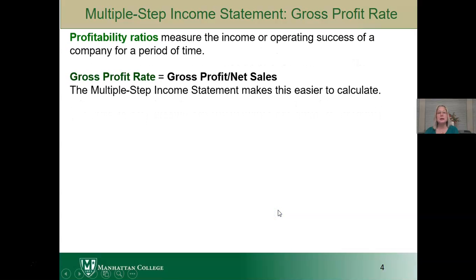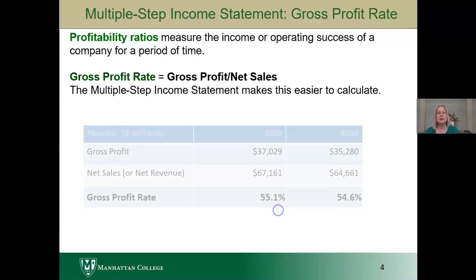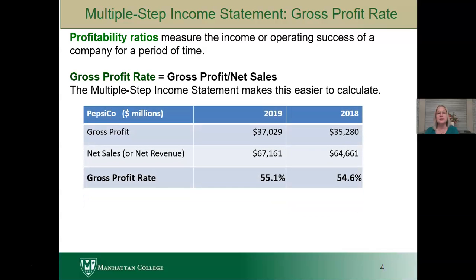For now, we're using the multi-step income statement to calculate profitability ratios, which measure the income or operating success of a company over a period of time. The first one is the gross profit rate, which is gross profit over net sales. The multiple step income statement makes this easier to calculate. So for PepsiCo, we were given the gross profit. If it's not given to you, take sales minus the cost of sales.